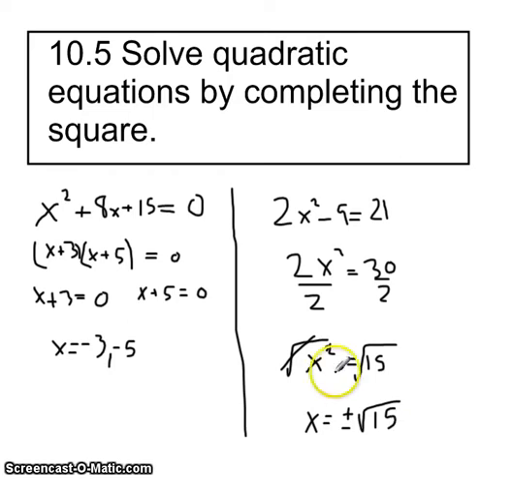The factoring only works on factorable quadratic equations, and the square root property only works when you have a single x. The next technique, called completing the square, is nice because it can work on any quadratic equation. So let's look and see what it looks like.